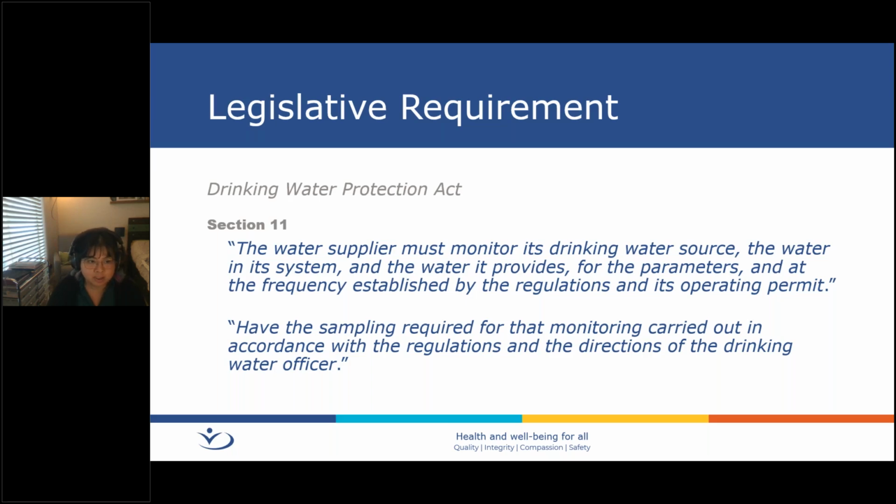So under the Drinking Water Protection Act, Section 11, the water supplier must monitor its drinking water source, the water in its system, and the water it provides for the parameters and at the frequency established by the regulations and its operating permit. It also states that the sampling required for that monitoring must be carried out in accordance with the regulations and the directions of the drinking water officer.